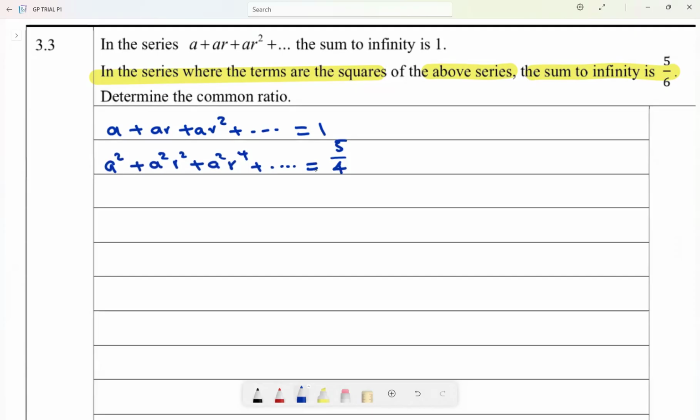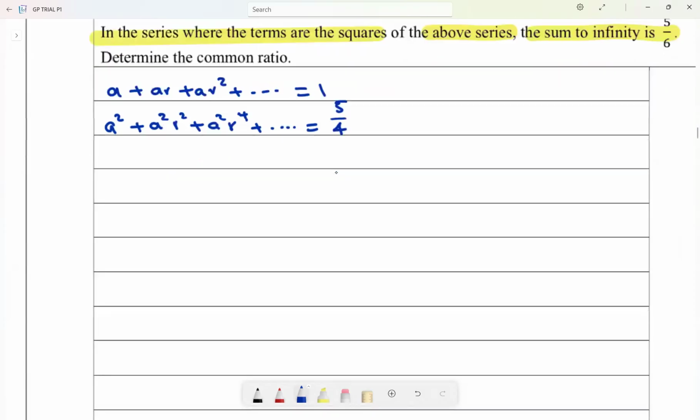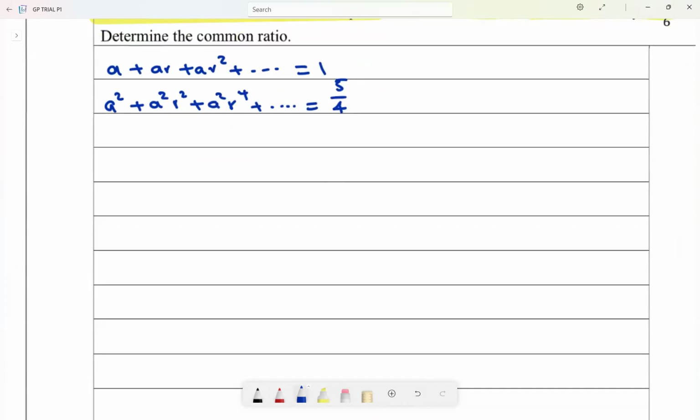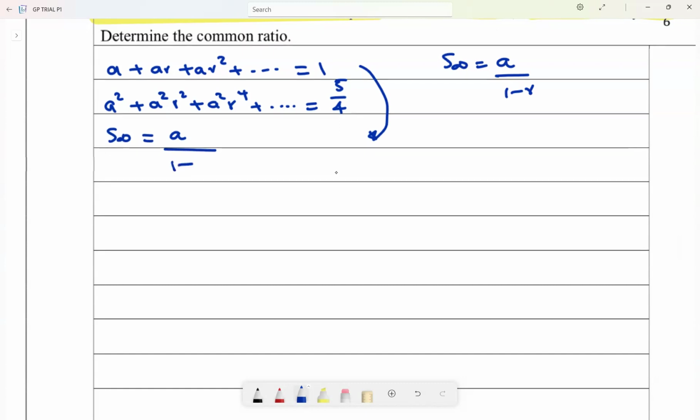Okay, so now how can we try to simplify this? Unfortunately, I cannot say use simultaneous now. What I'm going to do is find the sum to infinity of the first equation. Remember the formula for sum to infinity is a over 1 minus r. So a is the first term, over 1 minus r. Can you see? ar divided by a is just r. So this one is just that, and we get that.